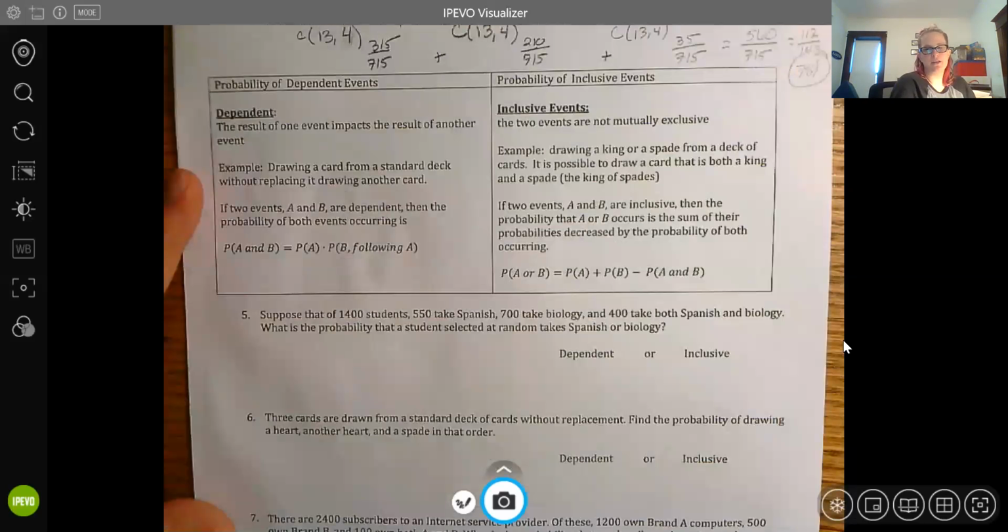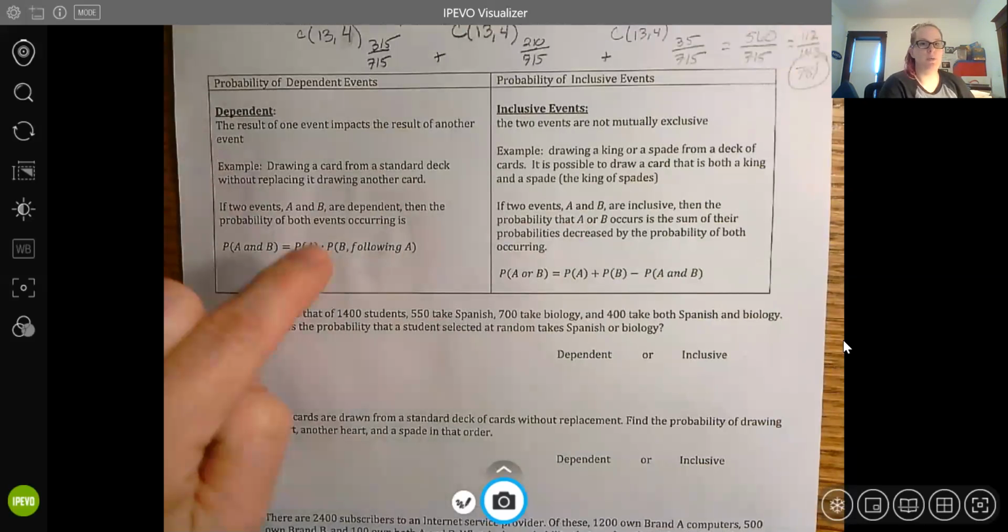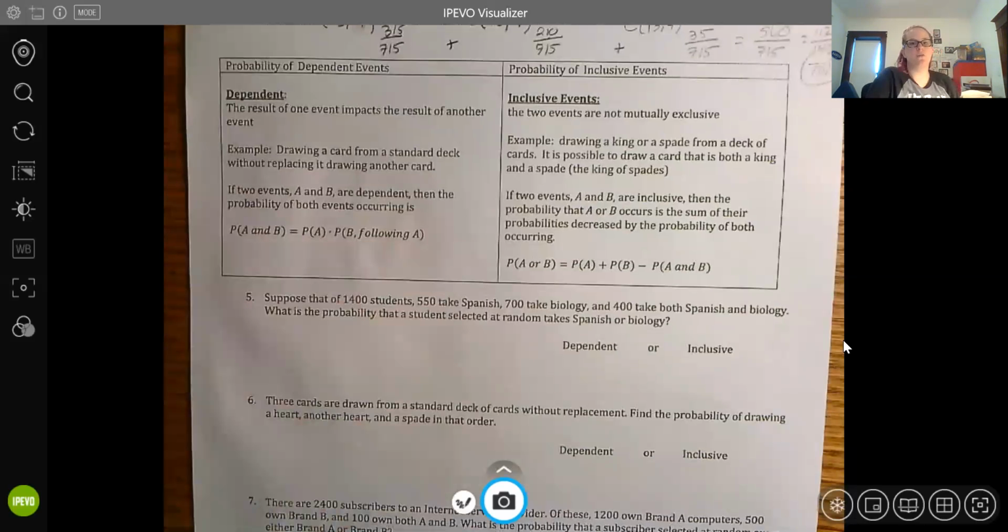It's not anything that's difficult. It's just processing them. So let's just talk about dependent versus inclusive now. Dependent is when something affects the other one. So if you take a card and you don't put it back and you draw another card, what you picked for the first one is going to affect what you picked for the second one. That's a dependent. Okay. Inclusive is when they aren't mutually exclusive.